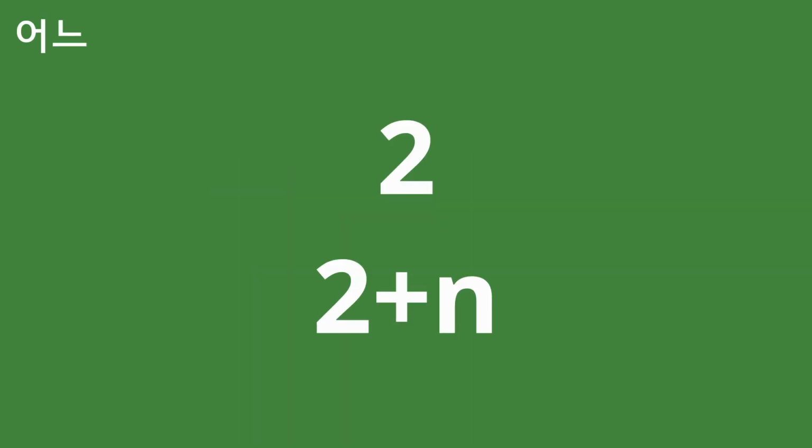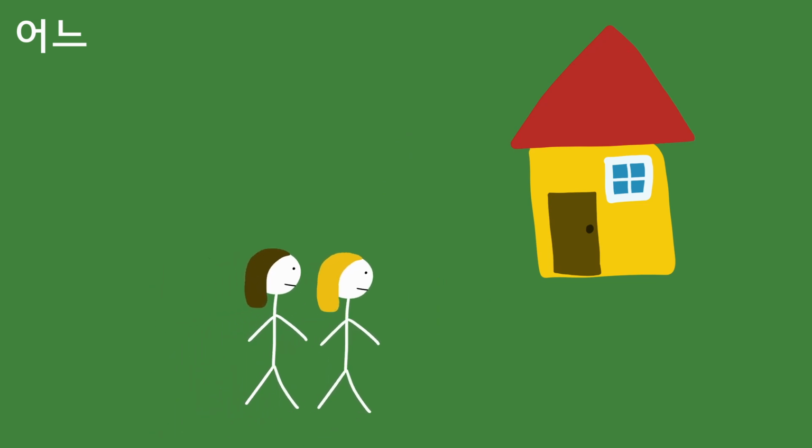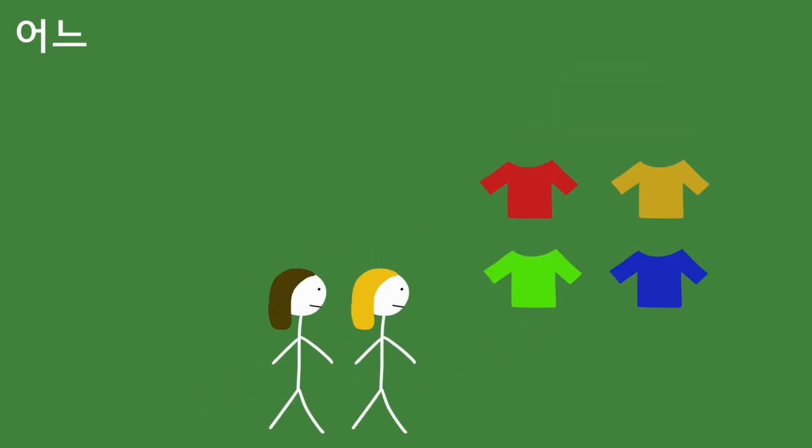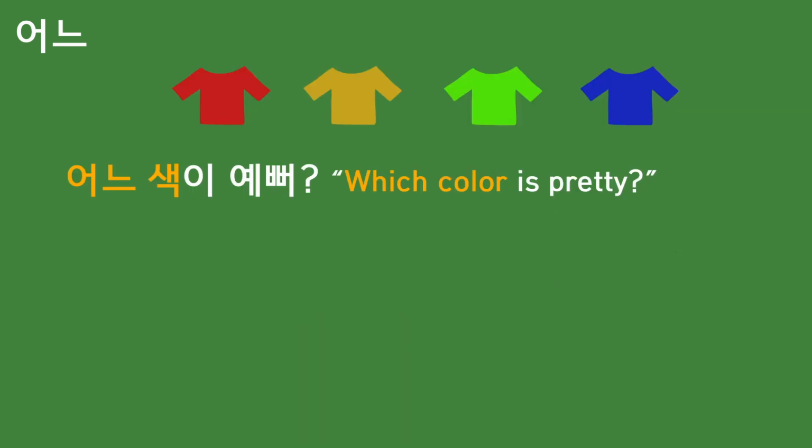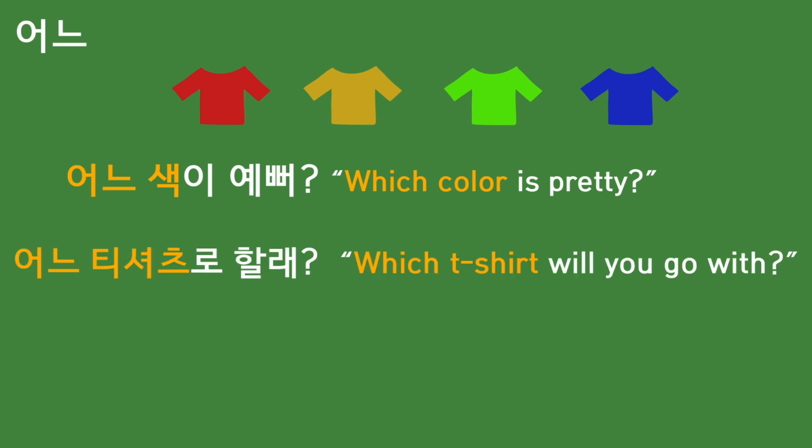어느 is used to ask about two or more options. For example, imagine that you went to a clothing store with a friend. While standing in front of several pieces of clothing, your friend might ask you like this. 어느 색이 예뻐? This sentence means which color is pretty. 어느 티셔츠로 할래? This sentence means which t-shirt will you go with?